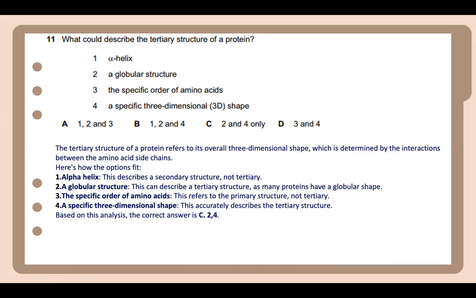The tertiary structure of a protein refers to its overall three-dimensional shape, which is determined by the interactions between the amino acid side chains. This can be explained as follows. Alpha helix describes a secondary structure, not tertiary. A globular structure can be described as a tertiary structure, as many proteins have a globular shape. The specific order of amino acids refers to the primary structure, not tertiary. And finally, a specific three-dimensional shape accurately describes the tertiary structure. So based on the options as above, the correct answer for this question is 2 and 4.